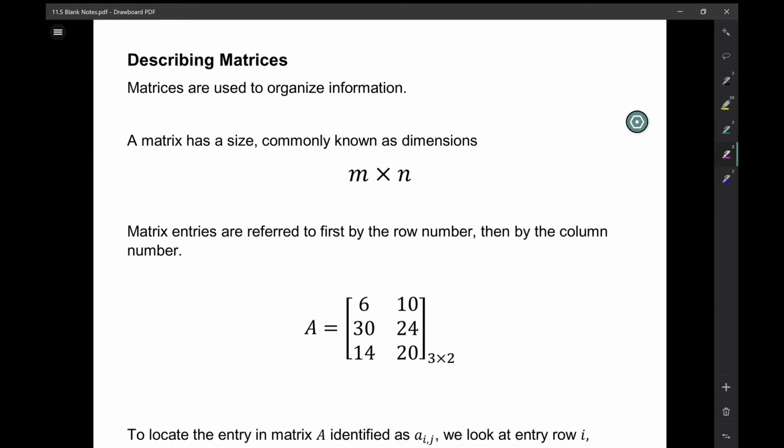All right, let's talk about what matrices are. Matrices are used as a way to organize information and data. A matrix has a size, which is known as its dimensions. Usually, we write it as M by N. The matrix entries are referred to by the row number, then by the column number.